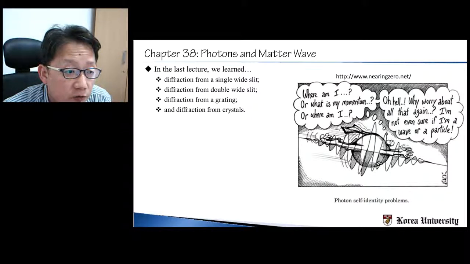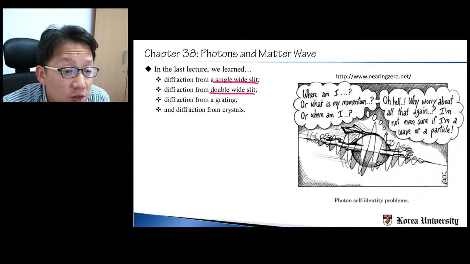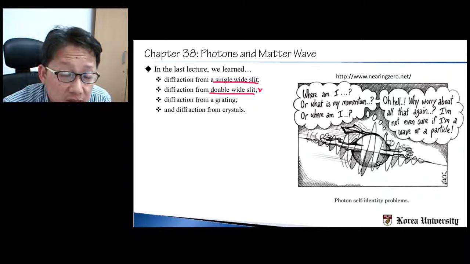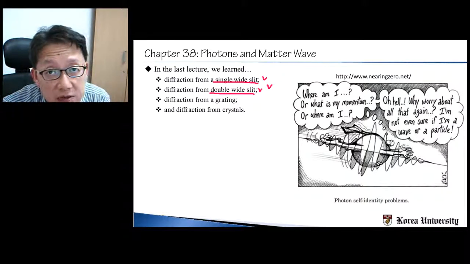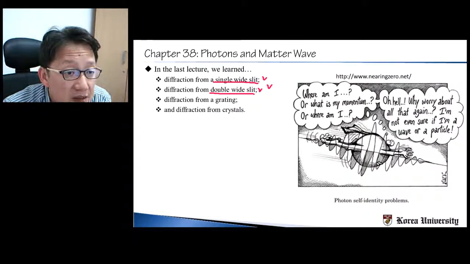Okay, so let's make a review first. In the last lecture, we studied several different cases of diffraction and interference. First, the single wide slit, and we also studied the case of the double wide slit. For the double wide slit, the diffraction pattern was simply the product of the pattern from the single wide slit and the pattern from the double narrow slit. Okay, the double narrow slit is the case of the Young slit experiment.